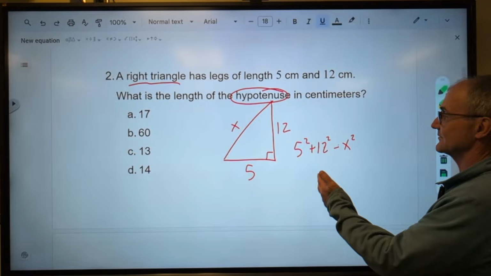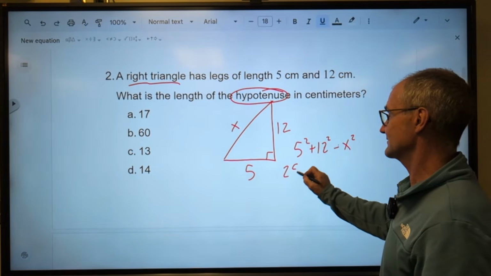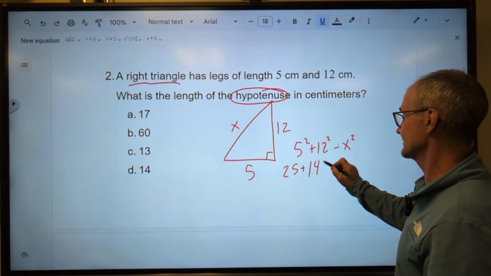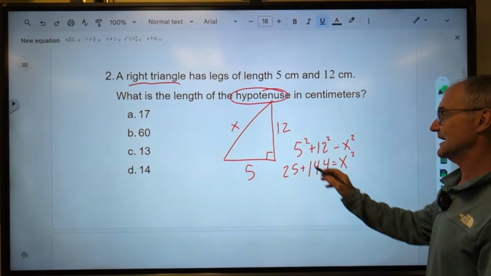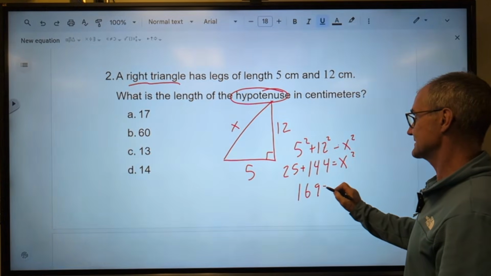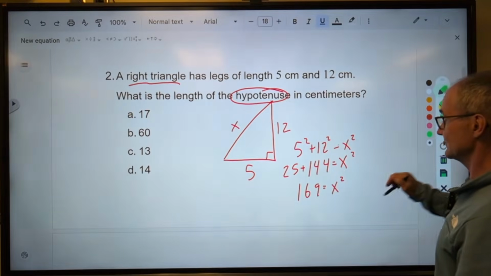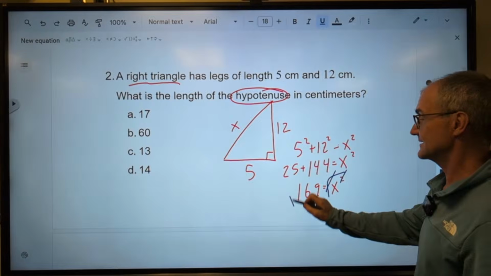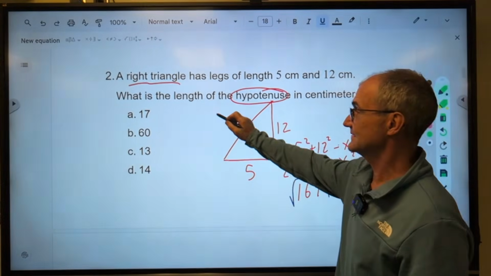Now that I have my equation, solve the equation. 5 squared is 5 times 5, 25. 12 squared is 12 times 12, 144. And that's equal to x squared. After I do my exponents, I then add: 169 is equal to x squared. Then I'm going to take the square root of each side. Square root and square cancel. If I do that to the right, I do it to the left as well. Square root of 169 is 13.